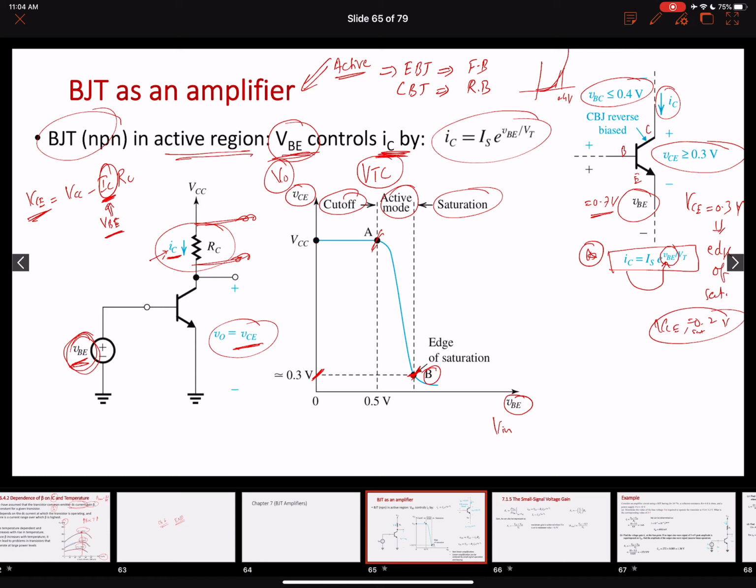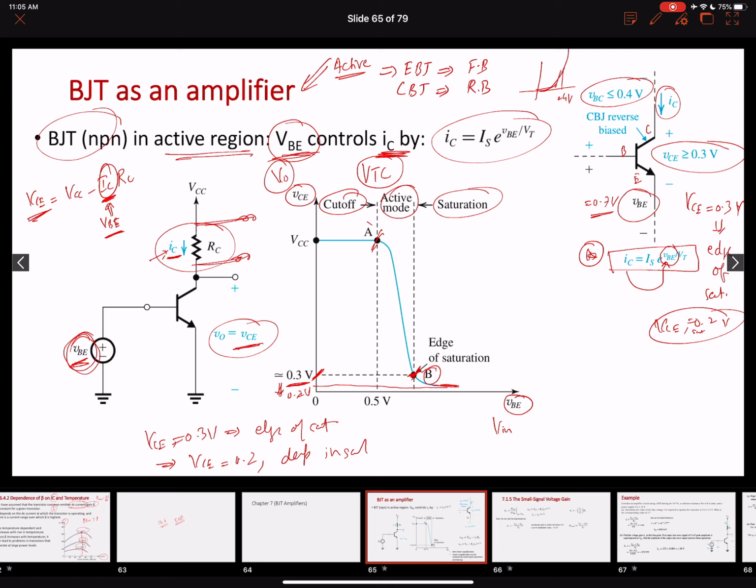Our edge of saturation over here is 0.3 volts. We saw that while discussing earlier. So when VCE becomes 0.3 volts, this is the edge of saturation. And when VCE becomes less than 0.3 volts, even 0.2 volts, this is deep in saturation. When this goes further down to 0.2 volts, our output should lie somewhere over here, so this is deep in the saturation.